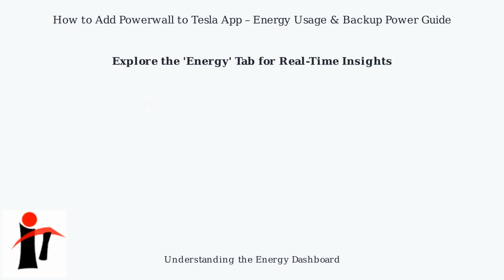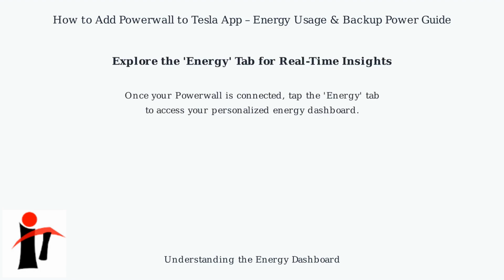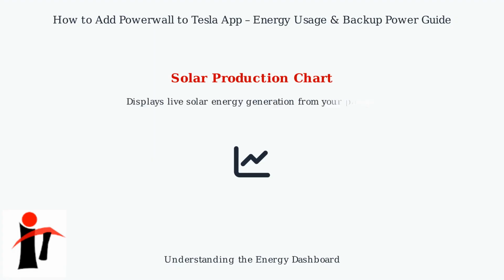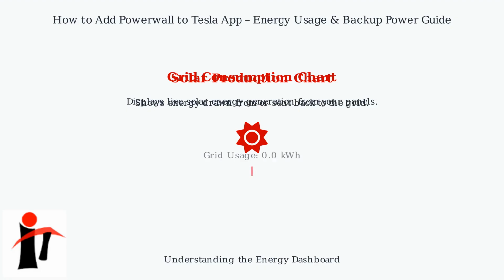Once your Powerwall is connected, explore the Energy tab in the Tesla app for real-time insights into your home's energy usage. The dashboard provides a comprehensive view of your energy flow, showing how solar, grid, and battery power work together. You'll see live charts displaying solar production, showing how much energy your panels generate throughout the day. The grid consumption chart tracks energy from the utility grid, helping you see when you're buying power versus selling excess back.